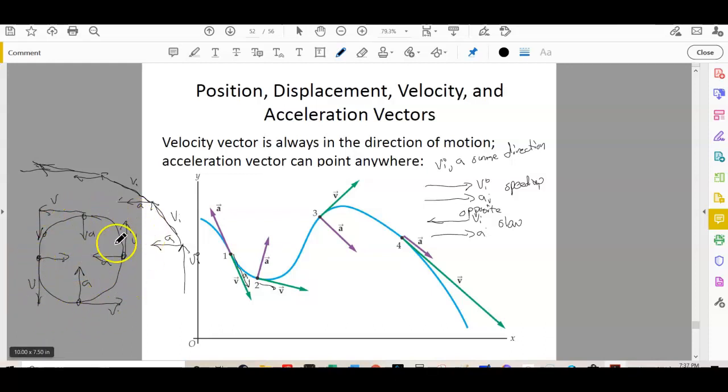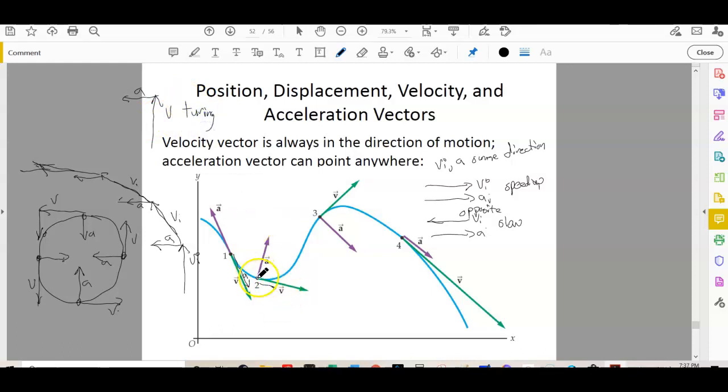If you're turning, which means you're not speeding up nor slowing down, you're just changing your direction, which means your velocity vector and your acceleration vector are perpendicular to each other, which means you'll have a constant speed, but you're still accelerating, which is weird. So this is just called turning.